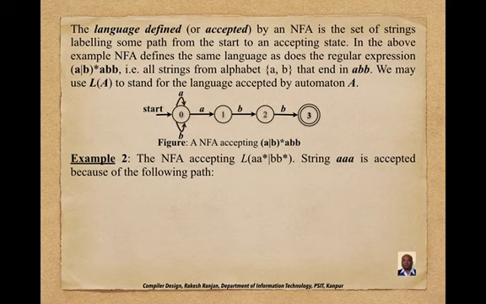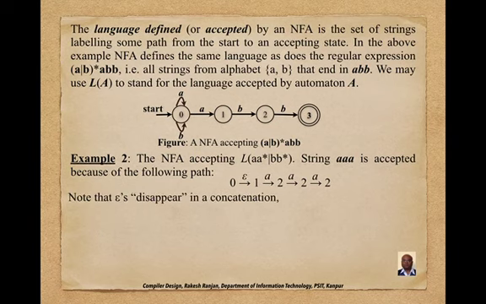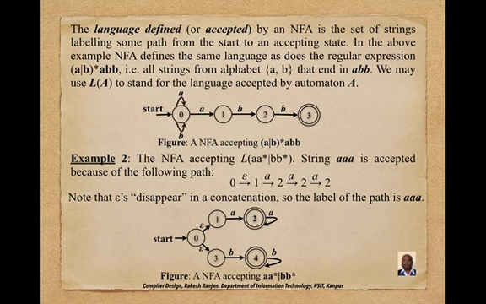Since string AAA is accepted because of the following path, note that the asterisk epsilon disappears in the concatenation. So we can have a path like this. So we have an FA accepting this language L(A* and BB*). So this is another example.